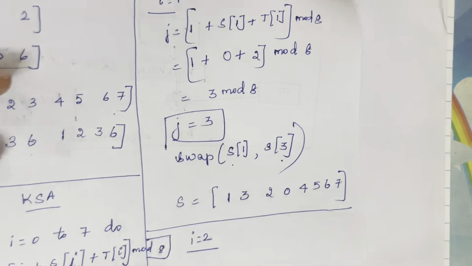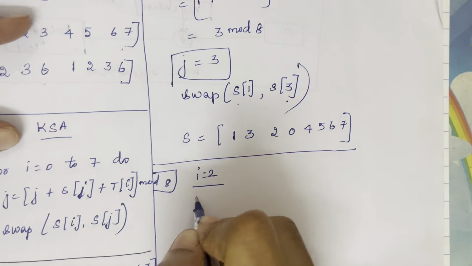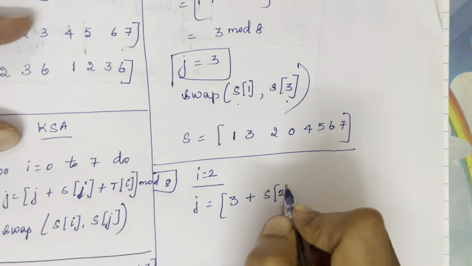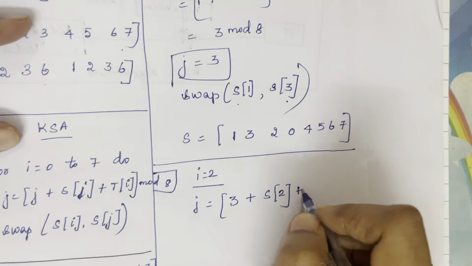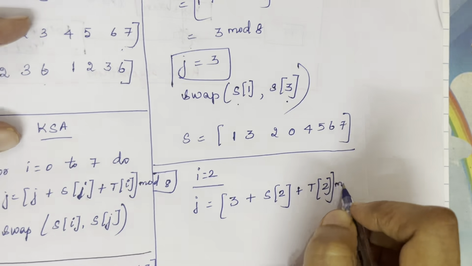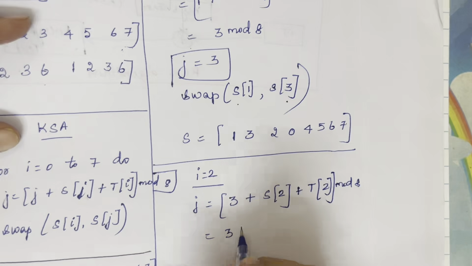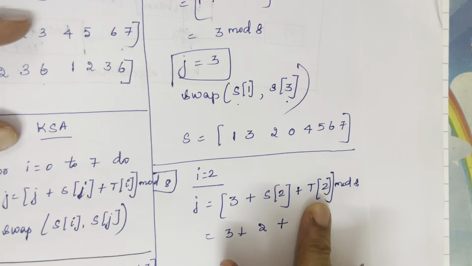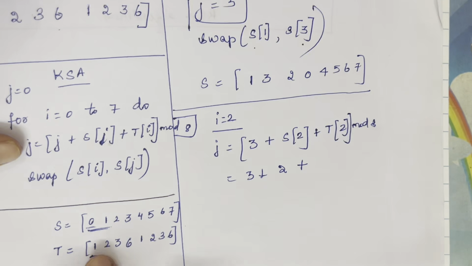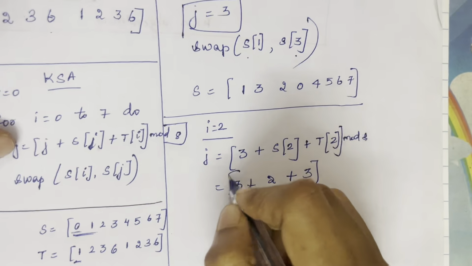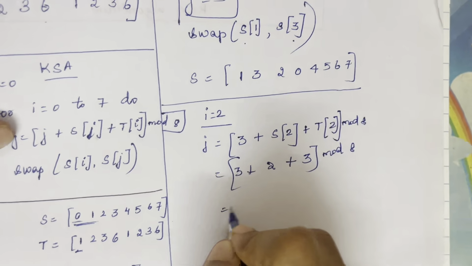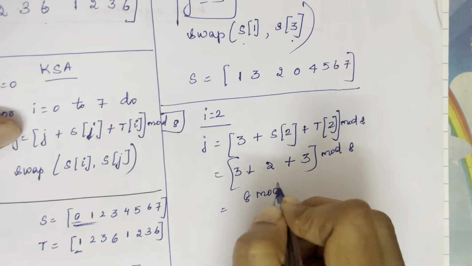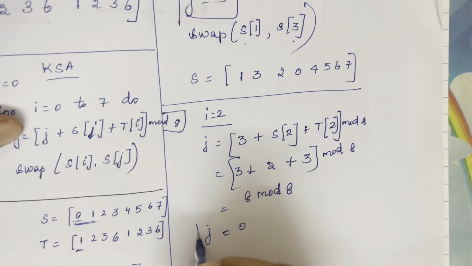I is equal to 2. So what will you get? I is equal to 2. So j will be equal to, the previous value for j is 3, 3 plus s of 2 plus t of 2 mod 8. So what is s of 2? s of 2, 0, 1, 2. That will be 2 plus t of 2. What is t of 2 here? If you take 0, 1, 2, that is 3 mod 8. So you will get 3 plus 2, 5, 5 plus 3, 8. Okay, that will be 8 mod 8. What is 8 mod 8? That will be 0. j will be equal to 0.